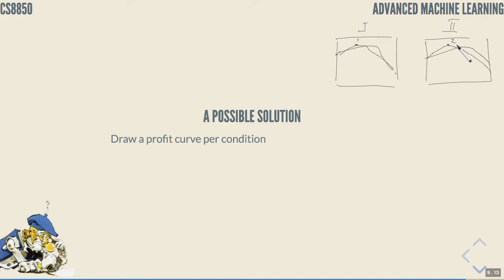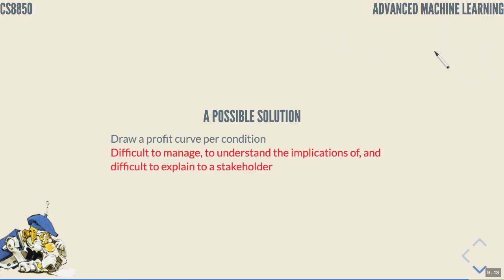But okay, how many conditions and how many curves to store? Those conditions quickly become difficult to manage and to understand the implications of, and difficult to explain to a stakeholder, which is also important. Why are you recommending this model to use?